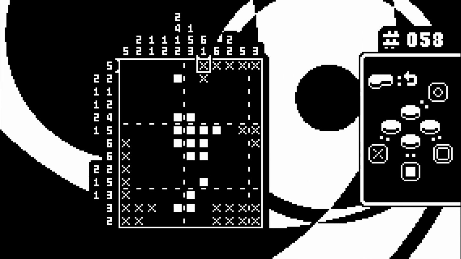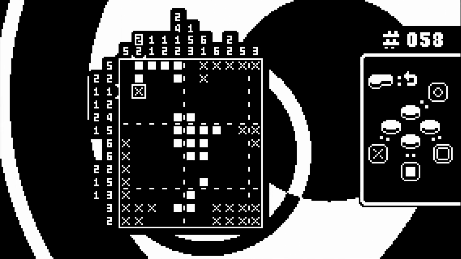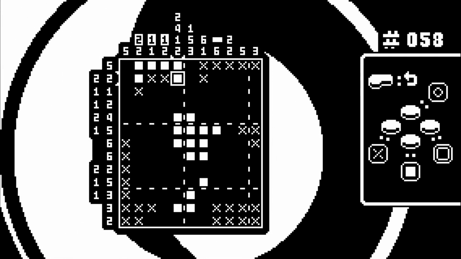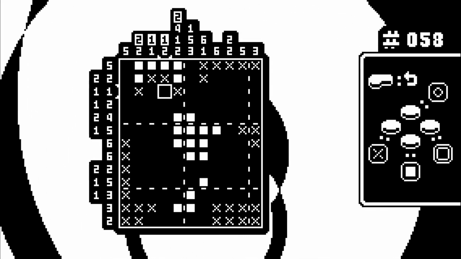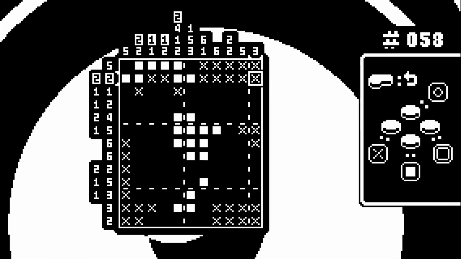Okay, so up here, this 5 has become very constrained, so I can put 4 of its things in, and that helps a whole lot. Here we go. Floodgates opened. Maybe. Yeah, okay, so that finishes a row.